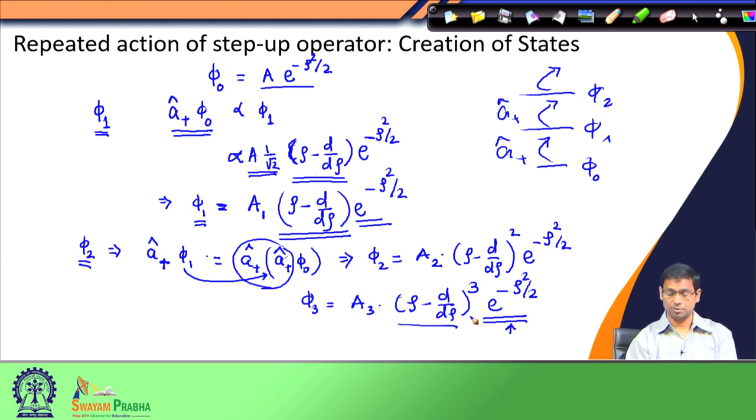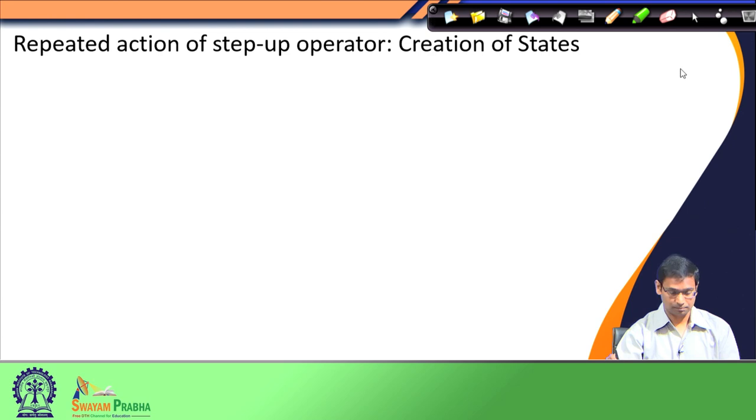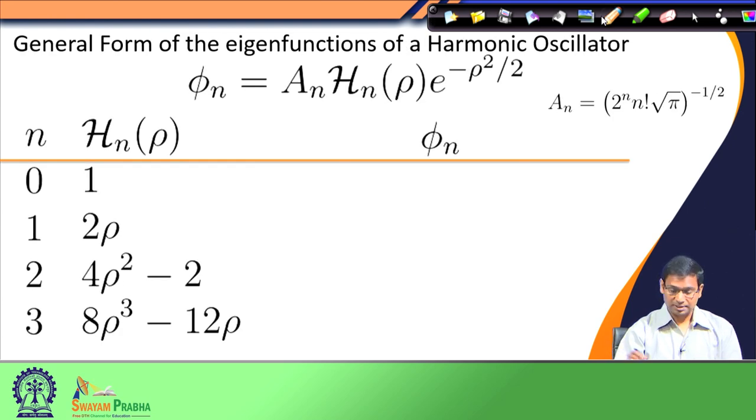You may wonder why then we are expressing our eigenfunction in this form. The reason is simple, because we know something important about this function. The application of this operator on this function actually gives us a well-known polynomial, which we are going to discuss next, known as the Hermite polynomial. So, the general form of the eigenfunctions of the harmonic oscillator is given here, which is phi n. It has a normalization constant A n multiplied by this H n.